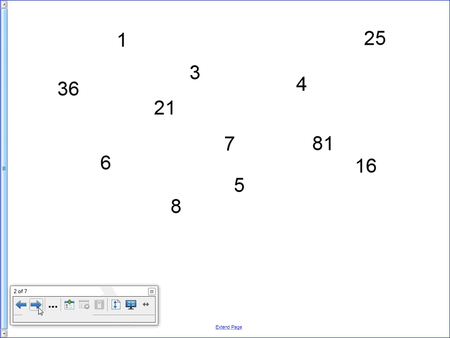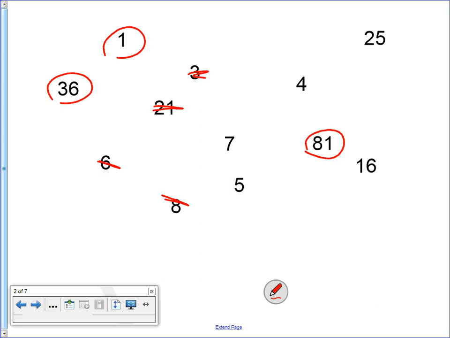I'm going to circle the numbers that are in common. 36 is in common with a 1. 3 is not a part of this. 21 is not a part of this. 6 is not a part. 8 is not. 81 is a square number. 16 is a square number. 25 is a square number. 4 is a square number. 7 is not. 5 is not.